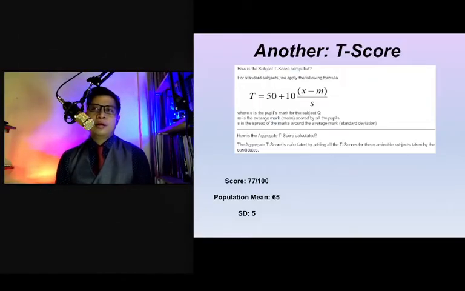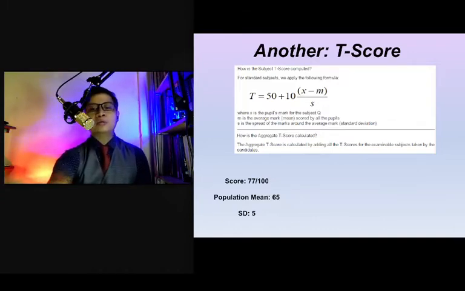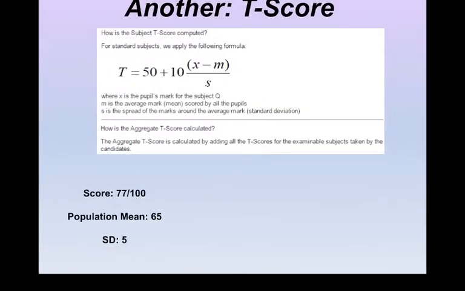Another way on how to spot where the raw score is in the normal curve is what we call the t-score. Basically, ang t-score, ito ang formula niyan: t equals 50 plus 10, tapos imumultiply mo yung 10 sa formula ng z-score. X minus mean divided by standard deviation, di ba yan yung formula ng z-score. So 50 plus 10 multiplied to the formula of the z-score.